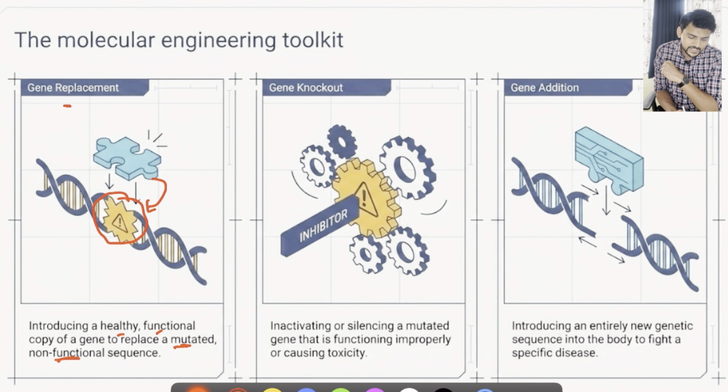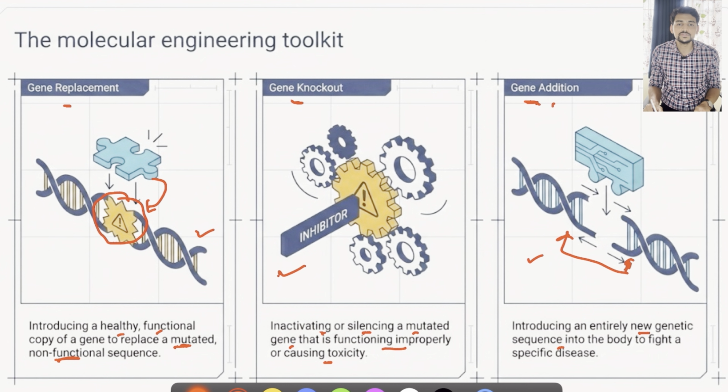This is gene addition. The other modality is called gene knockout. So what does that mean? Suppose this entire watch has developed some sharp structures over it which are causing repeated harm to our wrist or hand. So what do we need to do? We need to eliminate such harmful functions to protect the body. In a similar way, in gene knockout, the process involves inactivating or silencing a mutated gene that is functioning improperly or causing toxicity. So these are the three modalities of gene therapy.